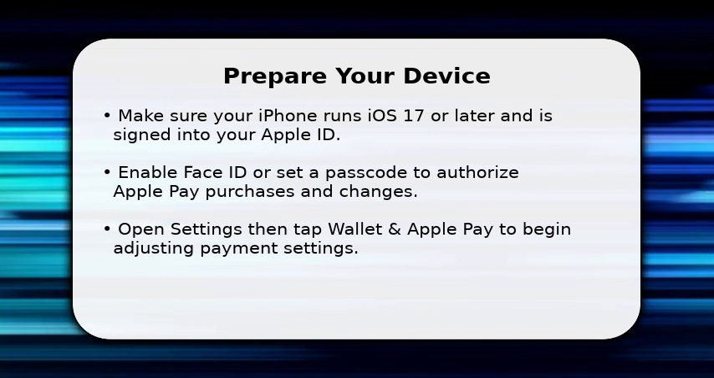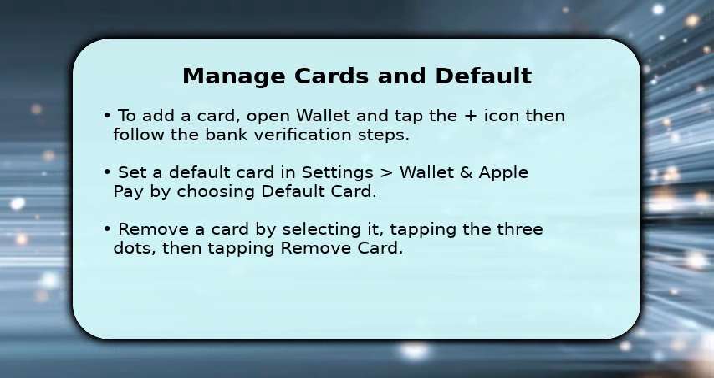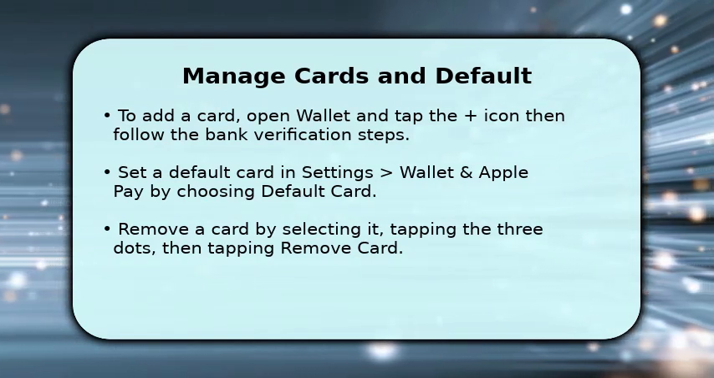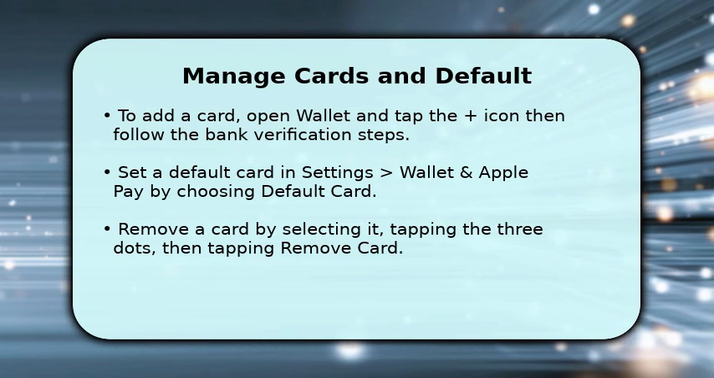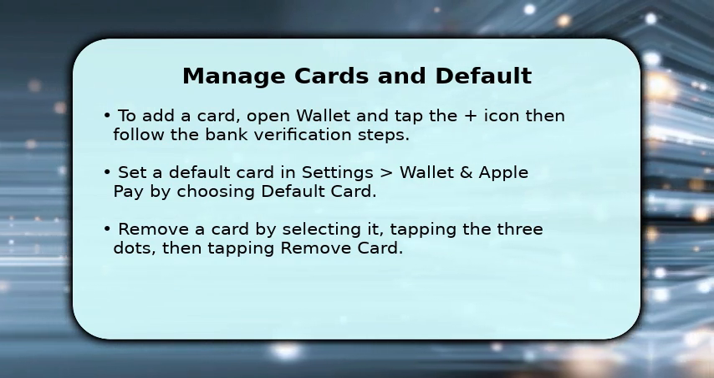Open the Settings app and tap Wallet and Apple Pay. If you prefer the Wallet app, open it instead to view existing cards and set up options. To add a new card, open the Wallet app and tap the plus icon at the top right. Follow on-screen steps to scan the card or enter numbers and complete bank verification.